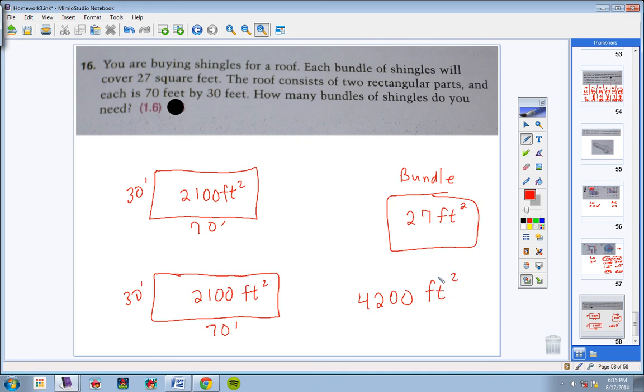Okay? Now, every 27 square feet that I have, I need a bundle. So I'm going to take 4,200 and divide it by 27. And if you do that correctly, you're going to get 155.5. Now, there's no way you can buy half of a bundle, so you're going to have to buy 156 bundles. Okay? 156 bundles.